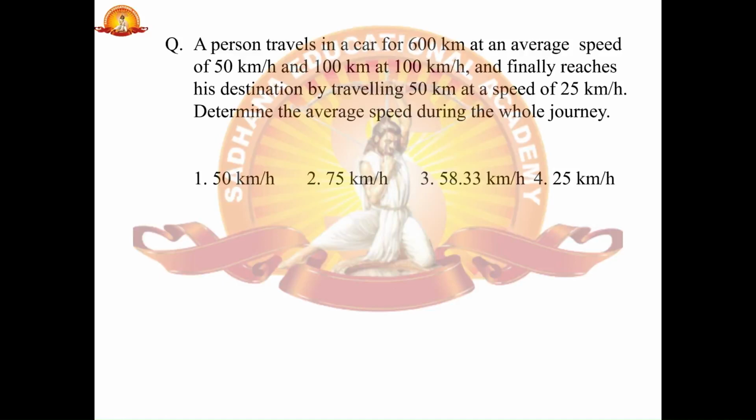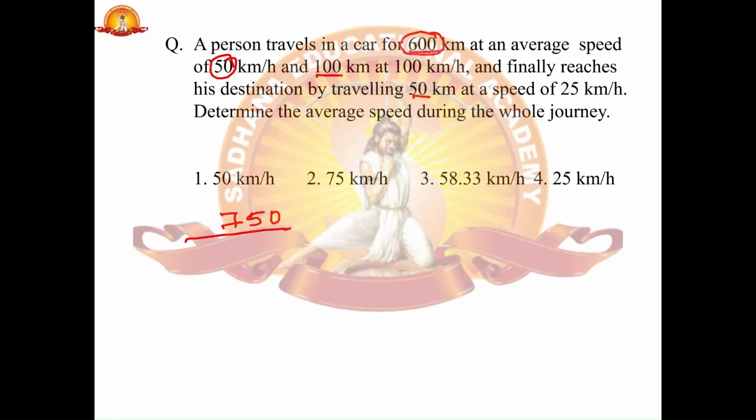So here average speed is equal to total distance traveled divided by total time taken. First, total distance: 600 kilometers plus 100 kilometers, 700, plus 50. Total distance traveled is 750 kilometers, divided by total time taken.